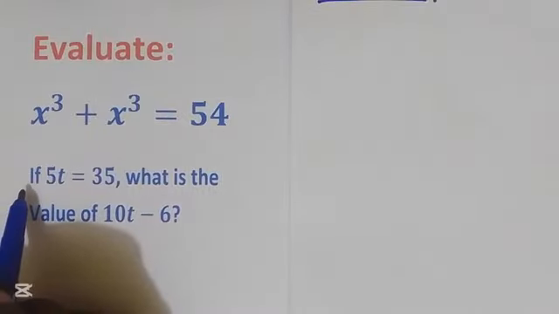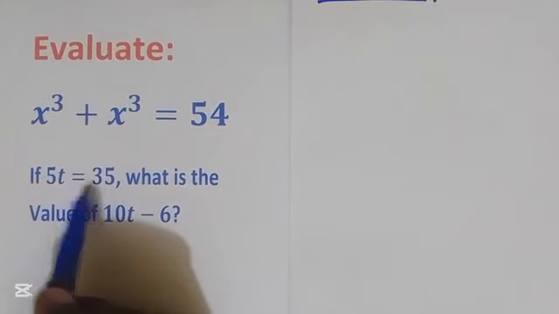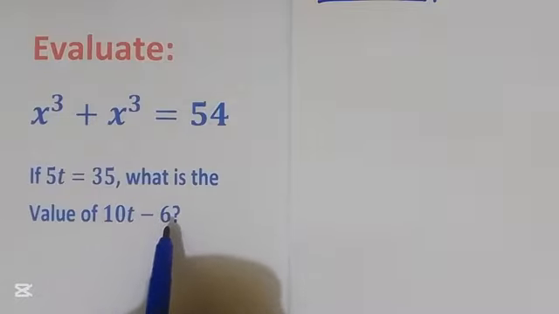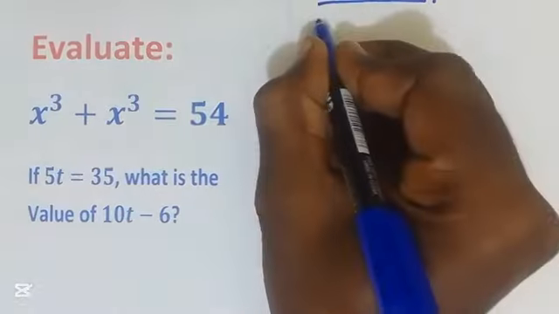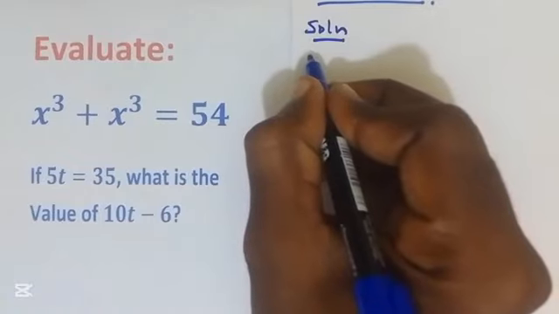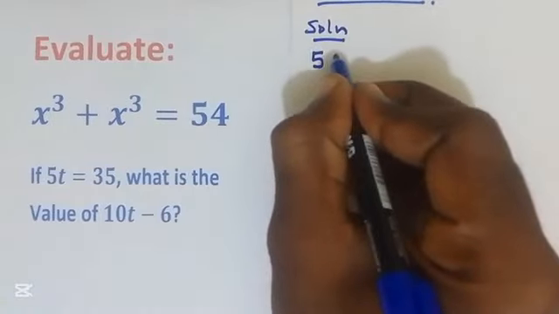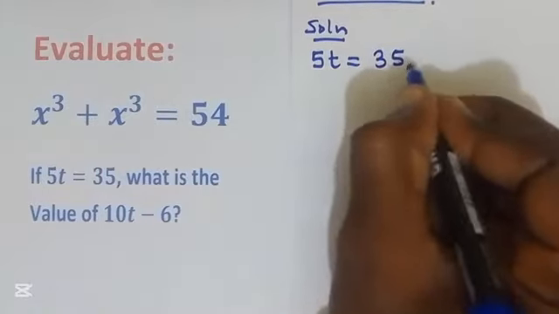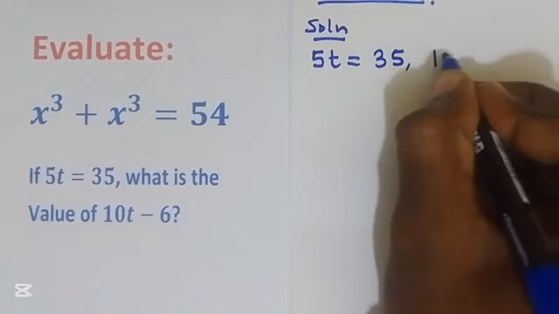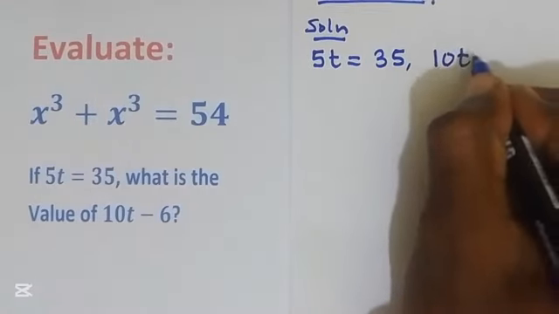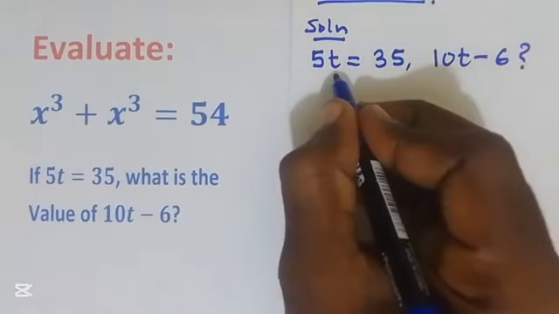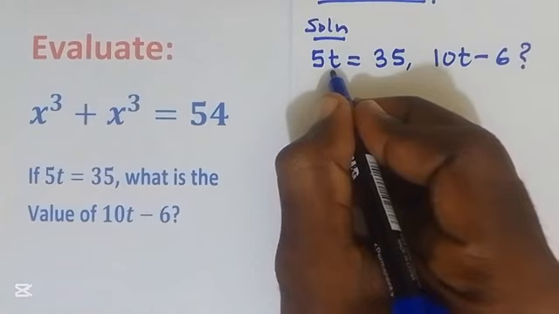Now let us do question number 2. They say if 5t is equal to 35, what is the value of 10t minus 6? They gave us 5t is equal to 35, and they need 10t minus 6, this is equal to what? So first let us find the value of t.